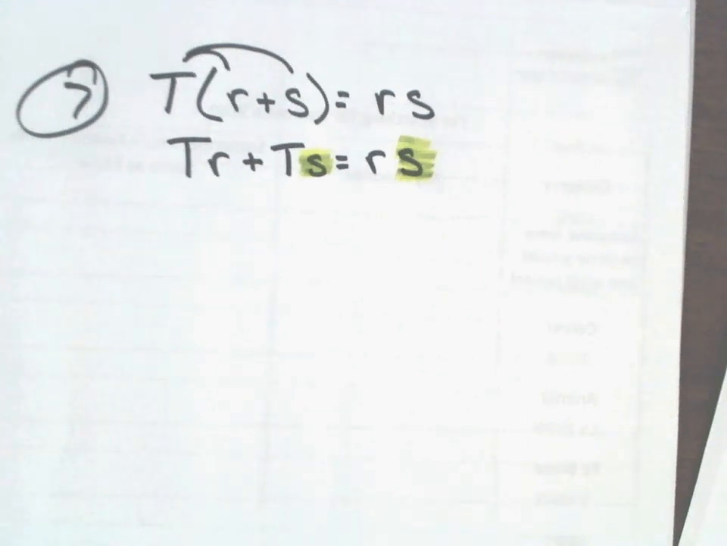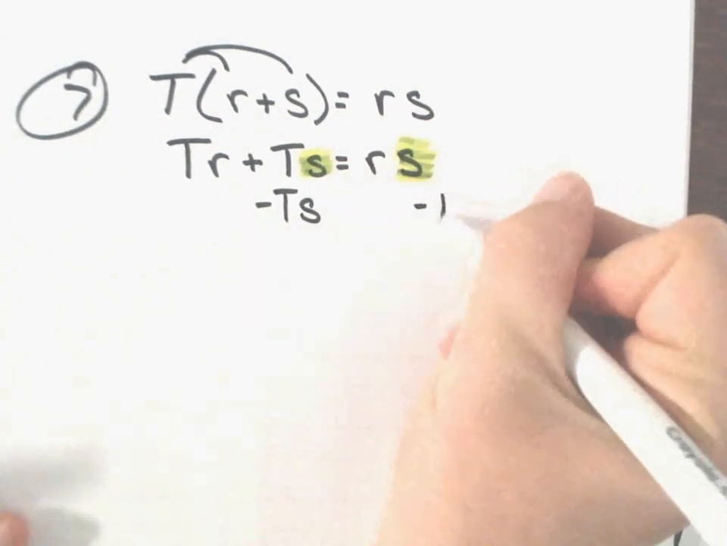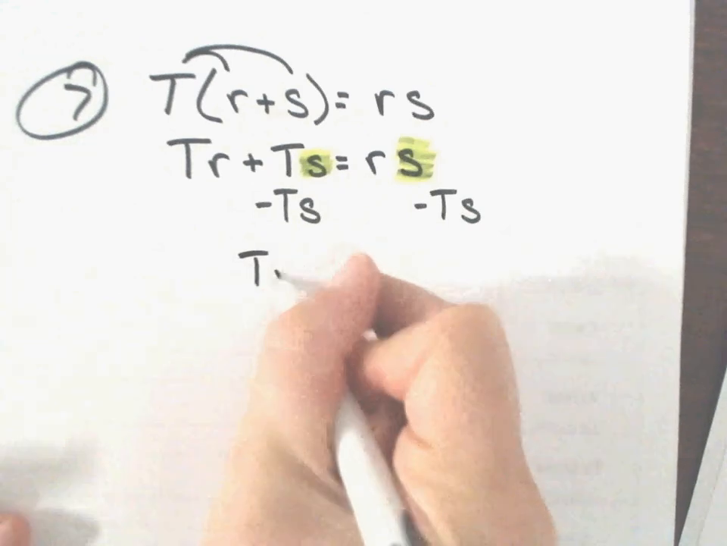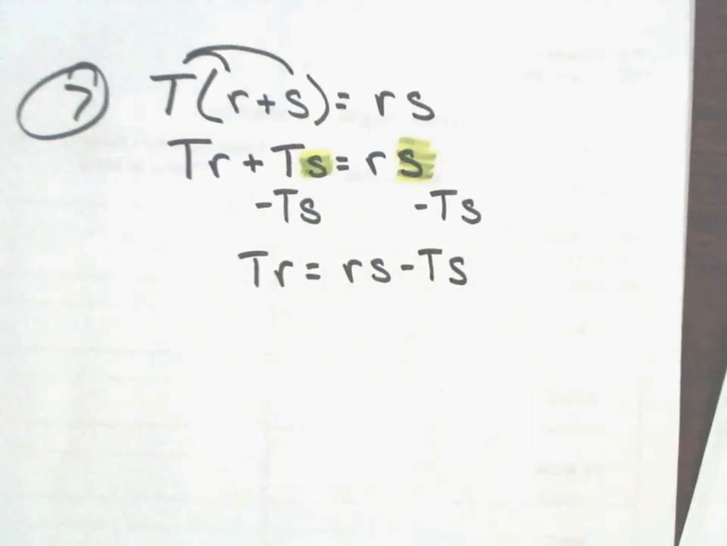I said this is the hardest one. Shouldn't you subtract TR first and then add RS? Okay, you could do it that way. I was just going to subtract the TS to the other side. Oh yeah, you can do that. I just said it the long way then. But yours should work. You should get the same answer. So I'm going to subtract TS. So I have TR equals RS minus TS.